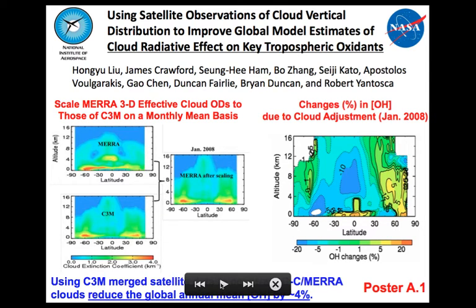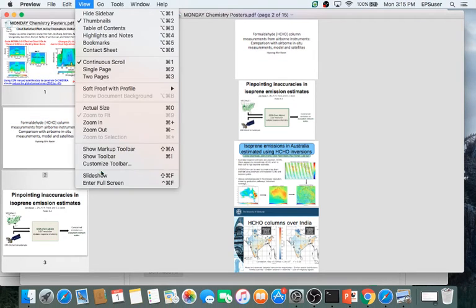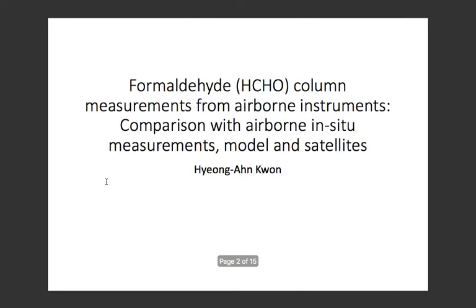Okay, thank you. I'm going to talk about the collaborative impact on key tropospheric constituents and oxidants. Cloud distributions vary a lot from model to model. And here we use the satellite observation from the C3M dataset to constrain the model cloud distributions. Here we scale the monthly mean model cloud depths to the C3M, and then look at the changes in oxidants. You will find that the global mean changes by 4%.